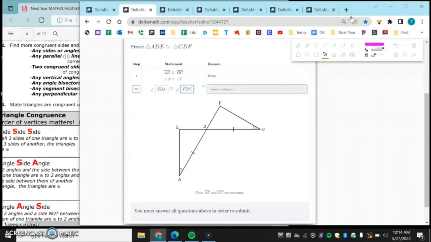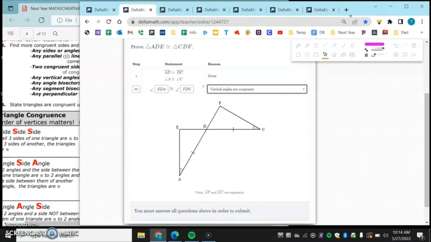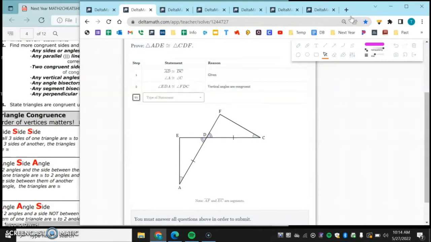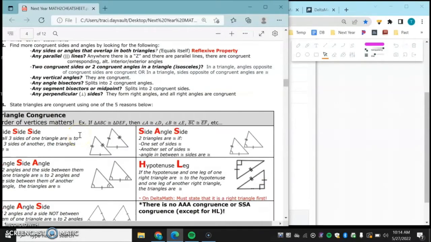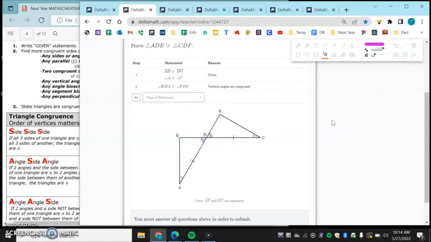And those are vertical angles. You can type in reason, so you could start typing vertical if you needed to. And then, do we have enough information now to say that these two triangles are congruent, and which one would we use? Yes, we do have enough information because we have angle, side, angle.